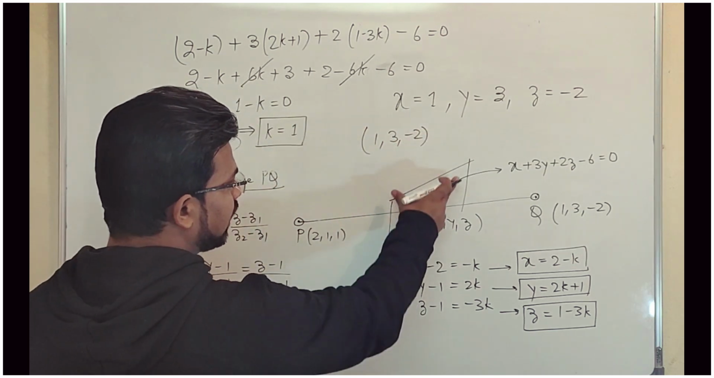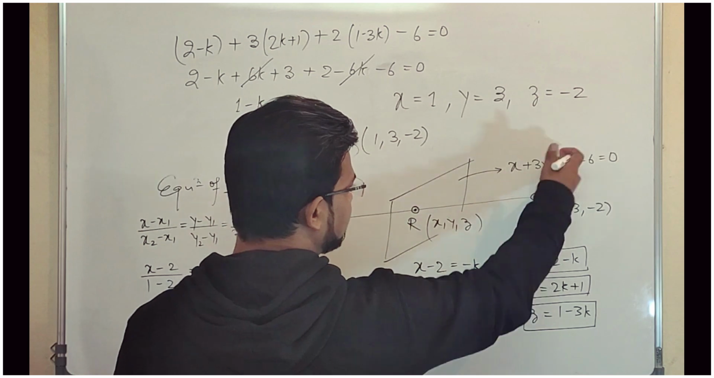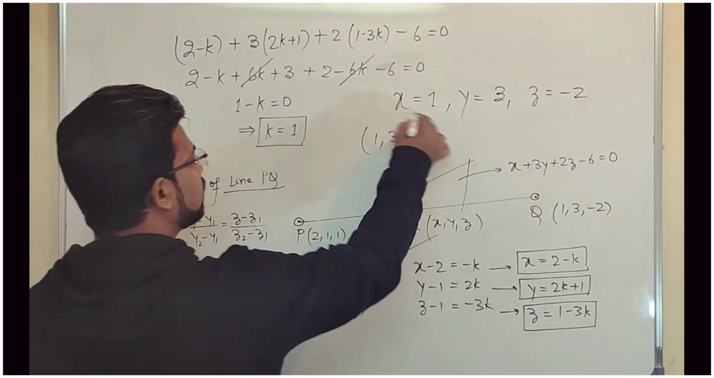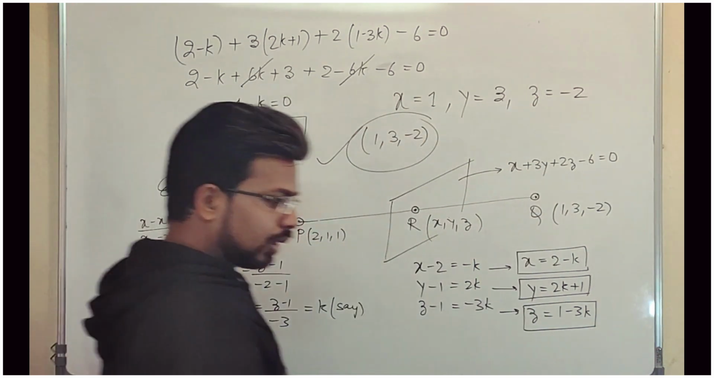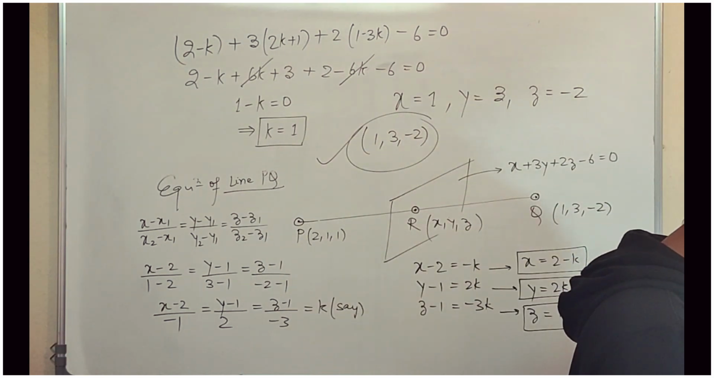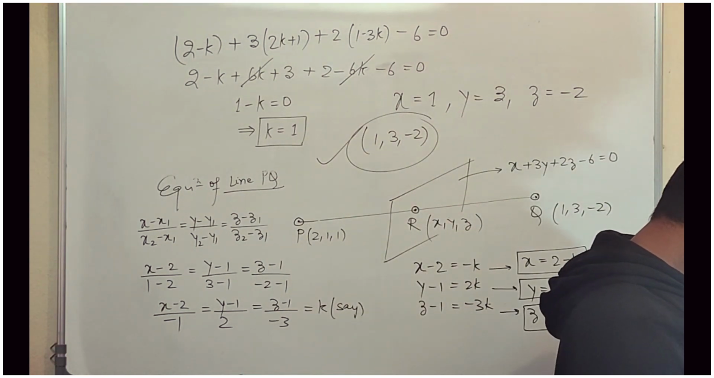That means this line is passing through this particular point. So this option will be your correct answer. So option number 1, 3, minus 2, that is option C, is correct.